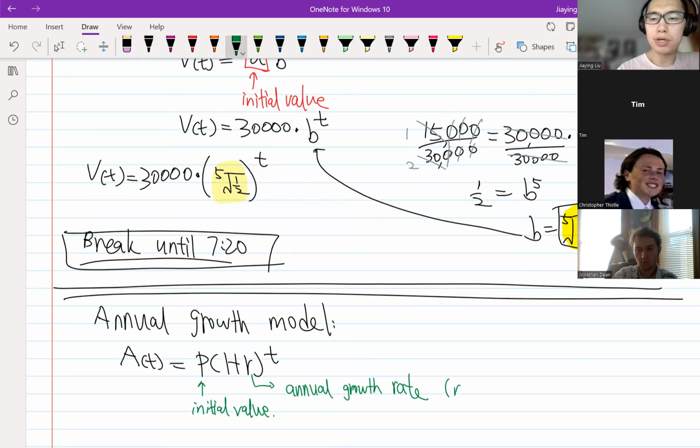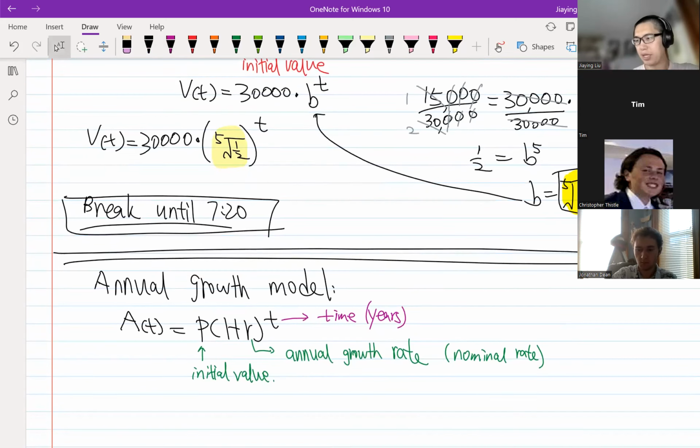This is called the nominal rate. And then later we're going to talk about the effective annual rate, which is different from the annual growth rate. And since we talk about annual growth, the t is time in years. And the 1 is just a 1, and there's nothing fancy there. So that's the annual growth model. We're going to work with some examples in a minute.